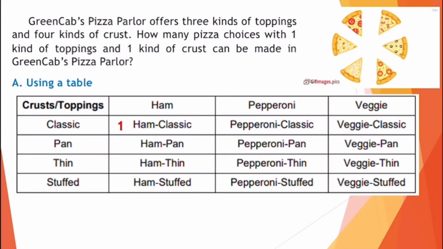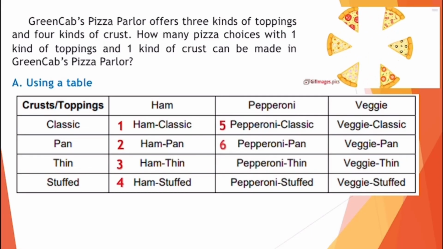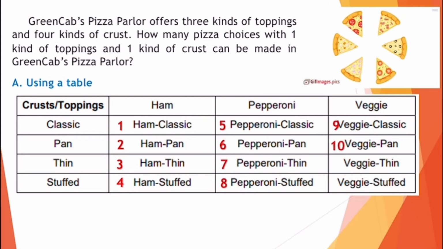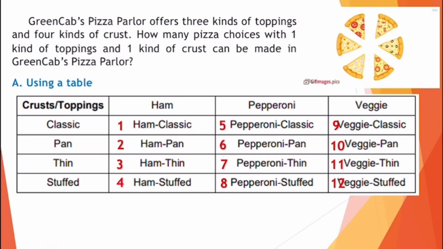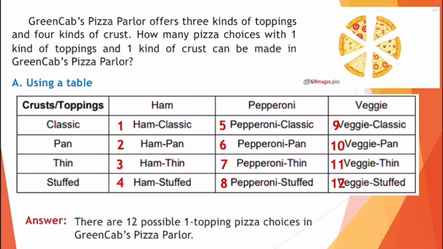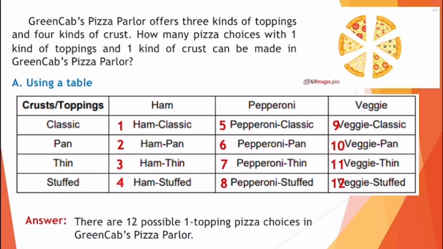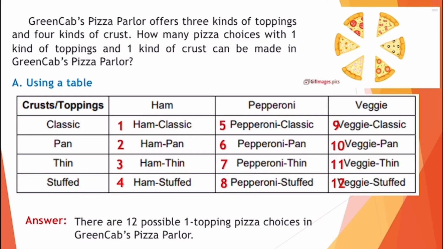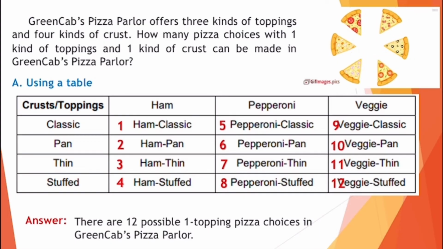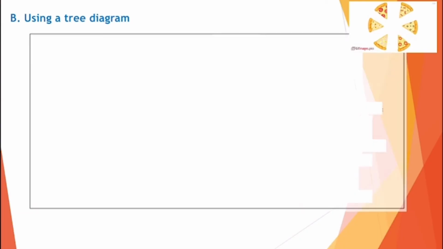We have 1, 2, 3, 4, 5, 6, 7, 8, 9, 10, 11, and 12. So for our answer, there are 12 possible one-topping pizza choices in Green Cub's Pizza Parlor. So now, if you don't want to use the table, we can use another method, which is the tree diagram. In a tree diagram, it looks like this.